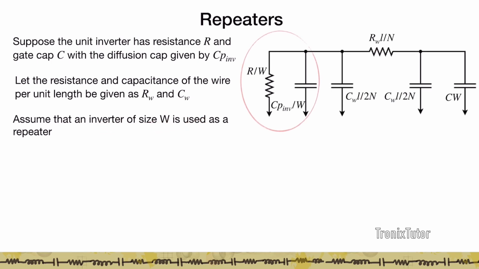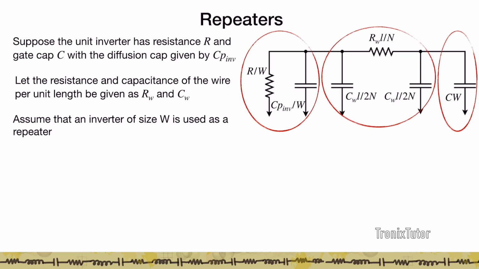So I can think of my Elmore delay model for every segment as this is the repeater that is driving the segment of the wire. So its drive resistance of the gate is given by R by W because the inverter is size W. Similarly, the capacitance is given by Cp inverter into W. Here I have used the pi model of the wire, so I have the capacitance broken into two and this resistance. And then here I have the total capacitance of the next repeater, right? So this would be one segment from one repeater to the next repeater.